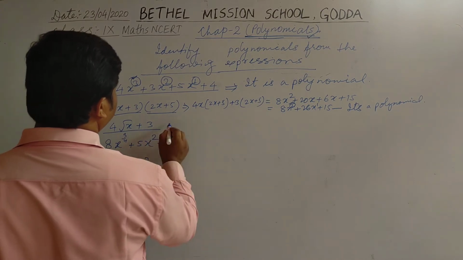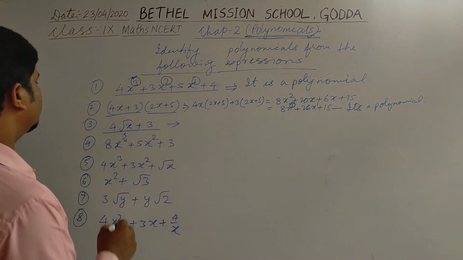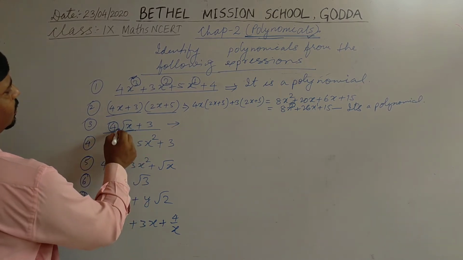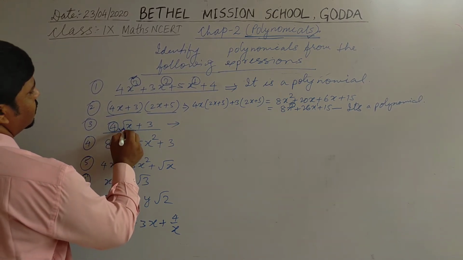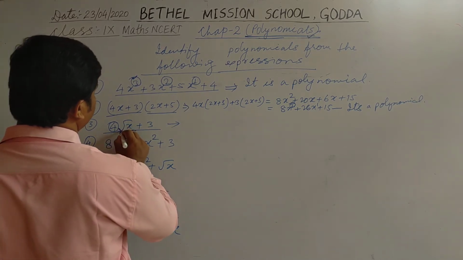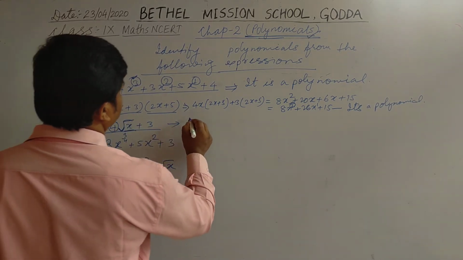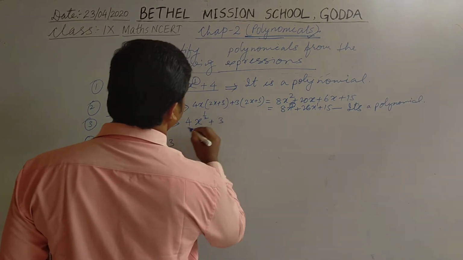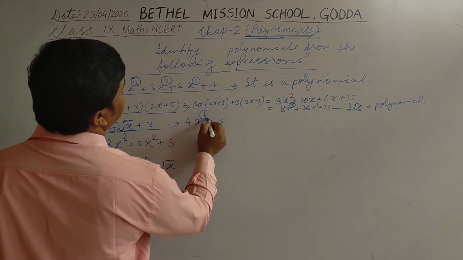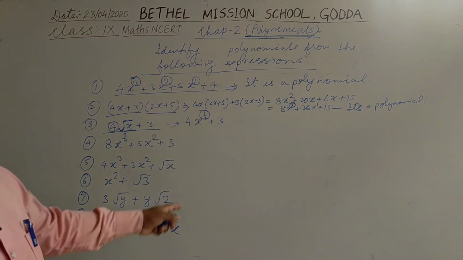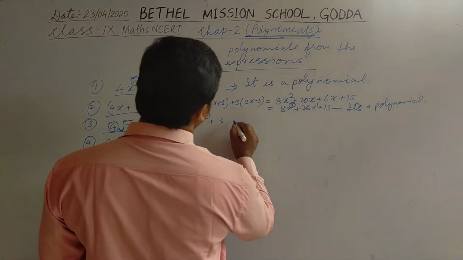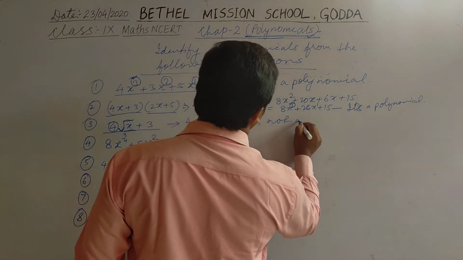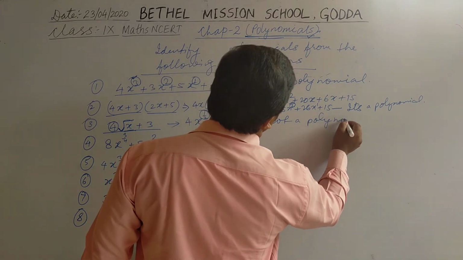Now number 3, this is constant and this is variable. So here this x is under root. Square root means 4x raised to power 1 by 2 plus 3. So the power is a fraction. That's why this is not a polynomial. You can write it's not a polynomial.